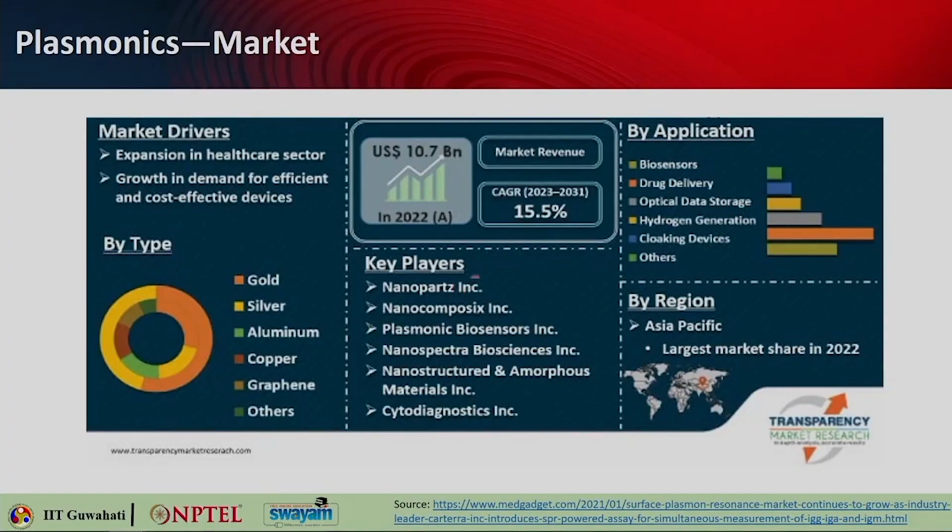So if you look into the plasmonics market, the main driver is basically the expansion in the healthcare sector, and also the growth in demand for cost effective and efficient devices. The materials involved for plasmonics are typically gold, silver, aluminum, copper, graphene, etc. New materials are also being explored. In 2022, the market of all these things was around 10.7 billion, and there is a 15.5% growth rate towards 2031. So that's a big growth rate. But as you see here, the biomedical application is one of the major focus areas of plasmonics.